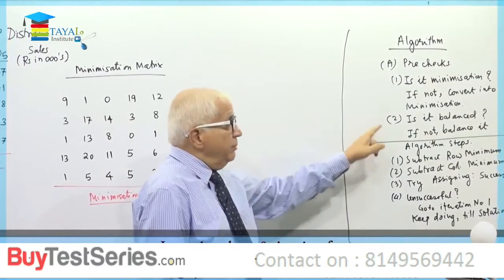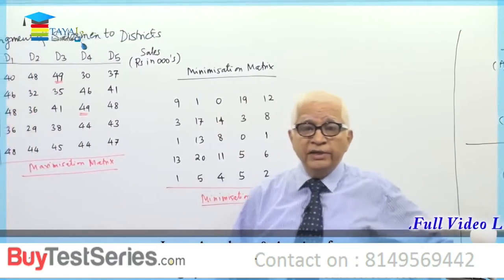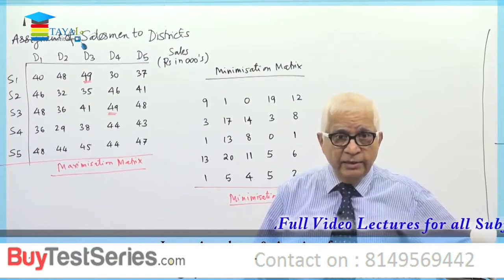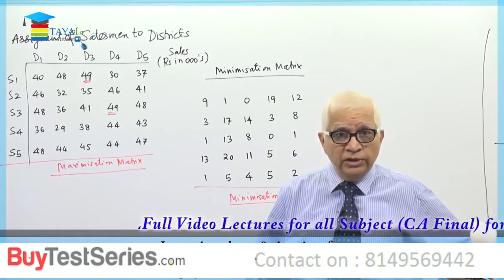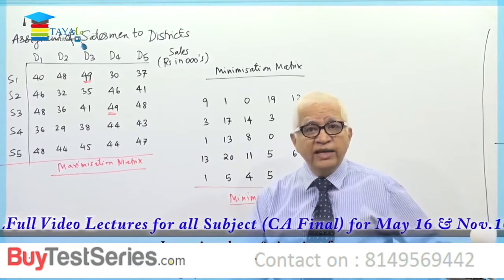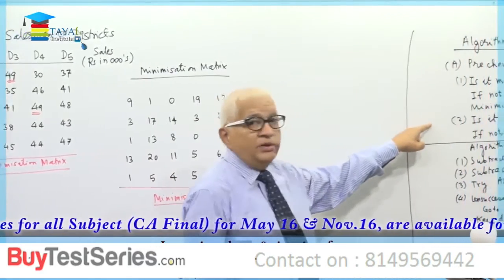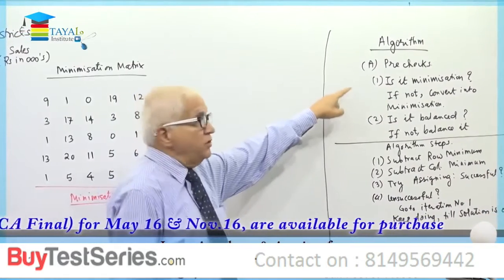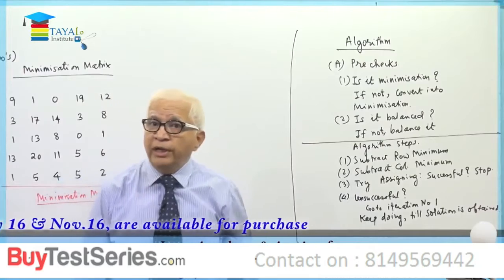Next step, is it a balanced problem? Now, in case of a balanced or an unbalanced problem, what we really mean is, are the number of resources equal to the number of uses? Yes, here, because there are 5 rows and 5 columns. If I call these 5 rows as resources and 5 columns as uses, the number of resources and number of uses is exactly 5. So we got a 5 by 5 matrix. Is it a balanced problem? The answer is yes. So the second pre-check is successful. First pre-check failed, second pre-check was successful, therefore both the pre-checks have been done.